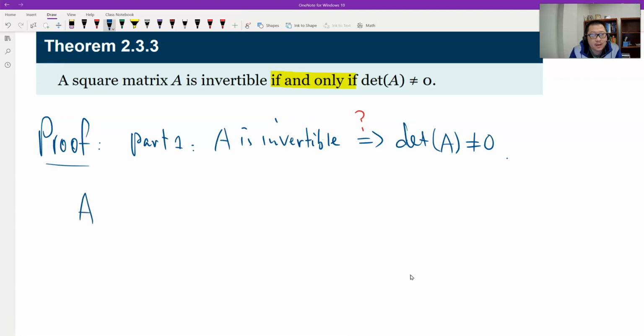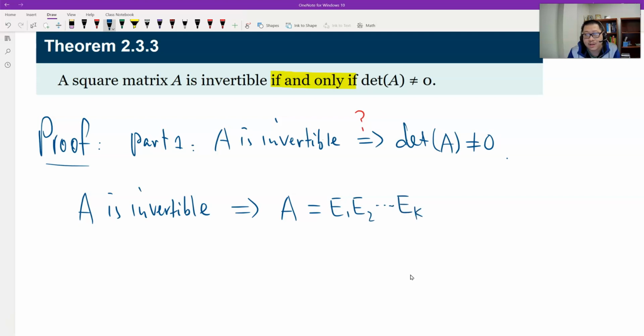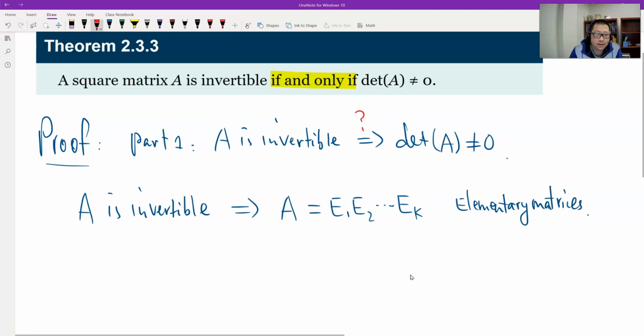So first, A is invertible, and then we know A is a product of elementary matrices. A equals E1, E2, up to Ek, and all the E's are elementary matrices. We have this result from the equivalence theorem; you can look at it as 1.6.4. The equivalence theorem is the most important theorem in linear algebra, right? So then what do we get?